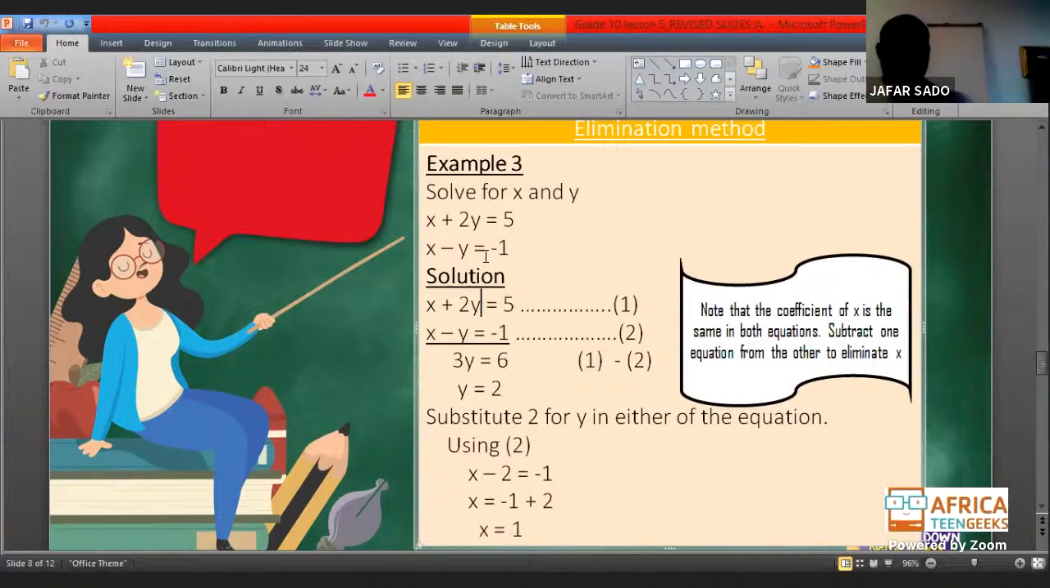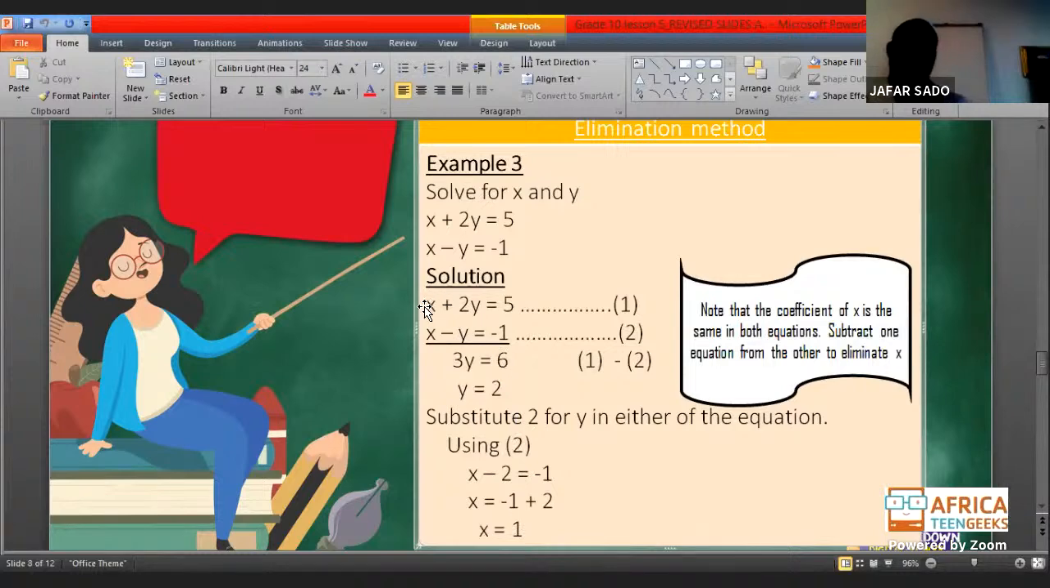So which one is easier to use? The number 2 is easier. It's simpler compared to number 1. So then substitute y as 2 there. Where y is, we put 2, equals minus 1. Then we can move the minus 2 over to become positive 2, and say x equals minus 1 plus 2, that will give you plus 1. So our x is 1 and our y is 2.